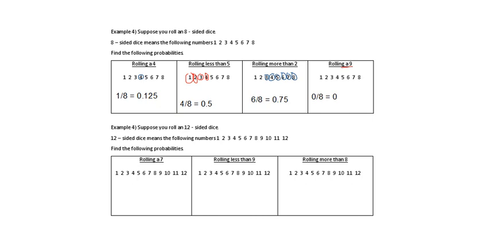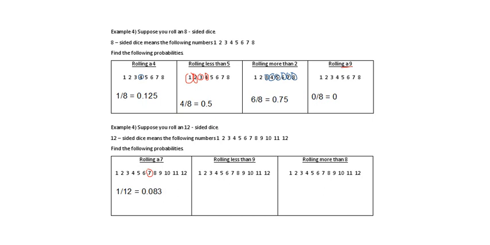Okay, so for example 4, this time we have a 12-sided dice. Okay, we'll do the same thing, we'll just divide by 12. Alright, so rolling a 7. There's just one 7. So we're going to do 1 divide 12. 1 divide 12 is equal to 0.083.